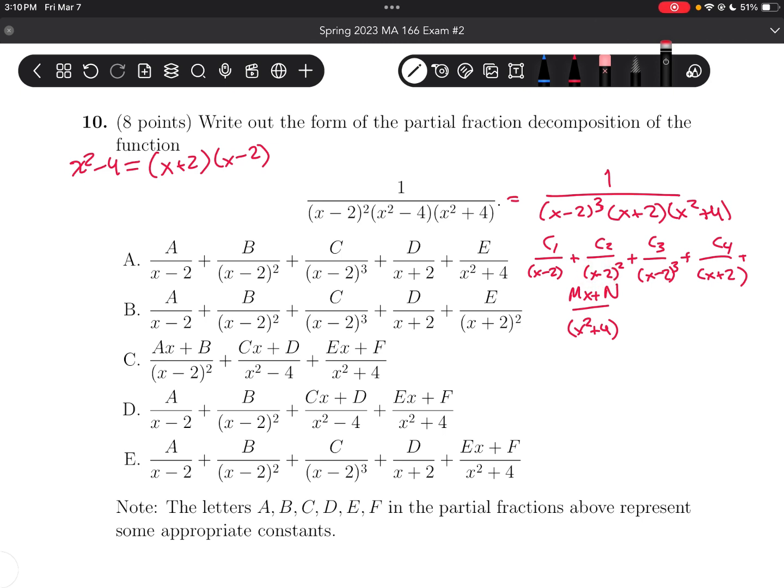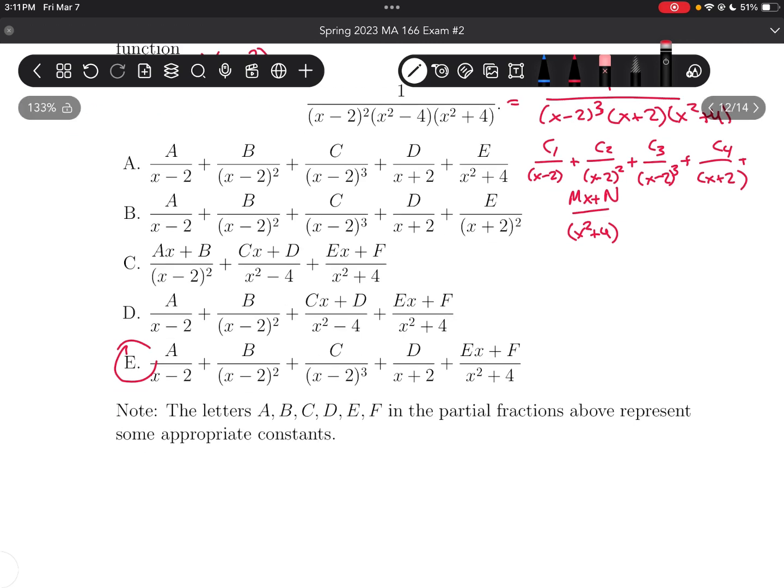All that matters is what's in these parentheses, which is a degree 1 polynomial. So according to what we have found here, the correct answer would be E, because we have x minus 2, x minus 2 squared, and x minus 2 cubed, x plus 2, and x squared plus 4. And for each of the numerators, we have a constant and a degree 1 polynomial. So the correct answer for 10 is E.